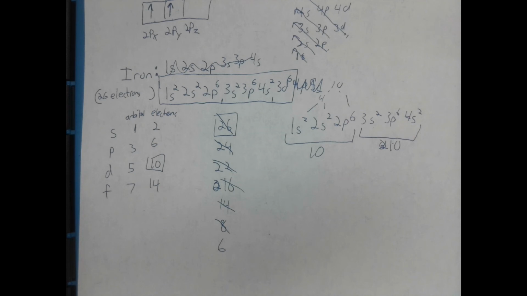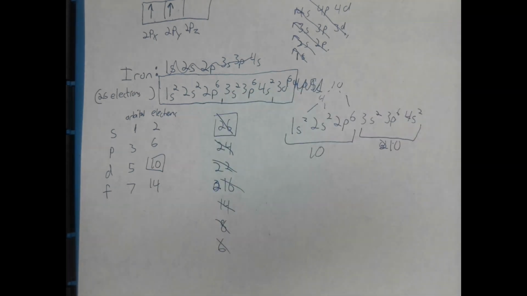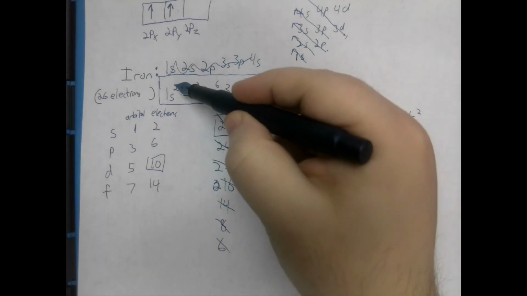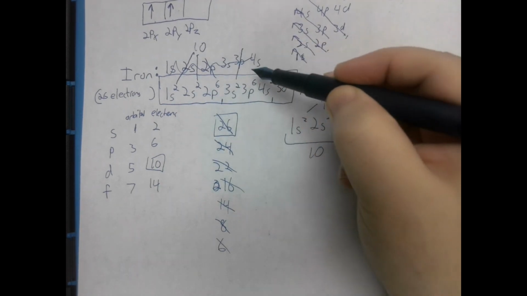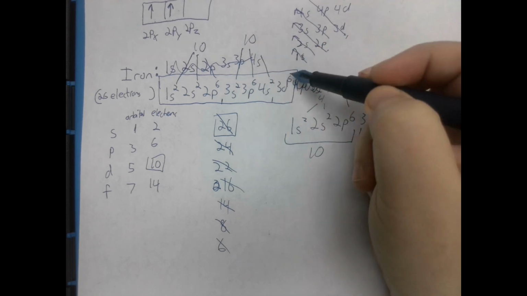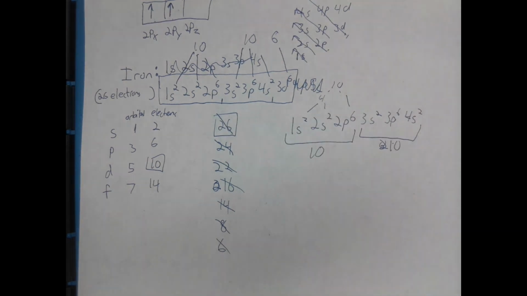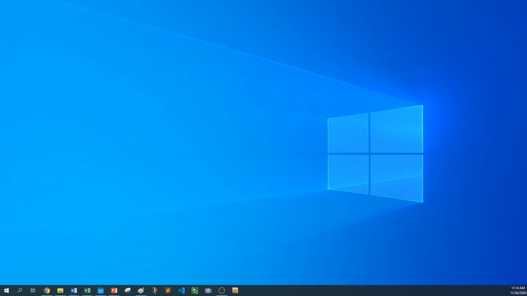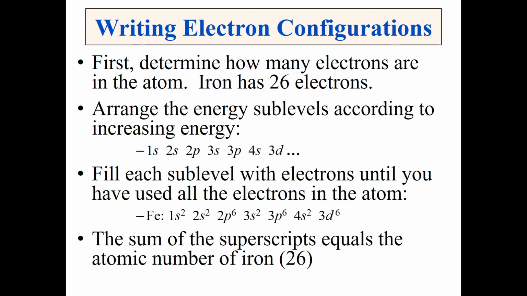I highly recommend that once you're done, go back and add all the numbers together and make sure you have 26. I group by 10. This is 10. That's 10. And we have 6. 10 plus 10 plus 6 is 26 electrons. The last step is the sum of the superscripts equals the atomic number of iron.